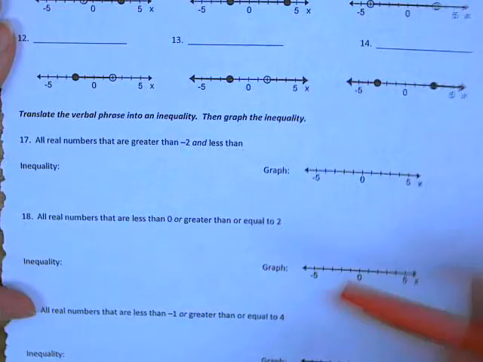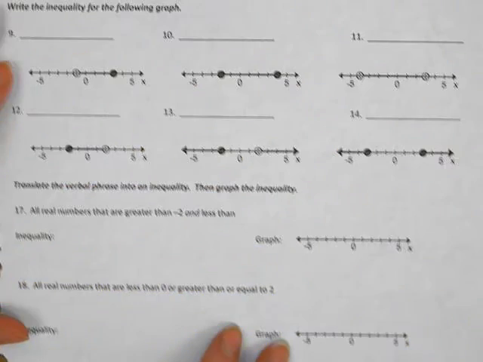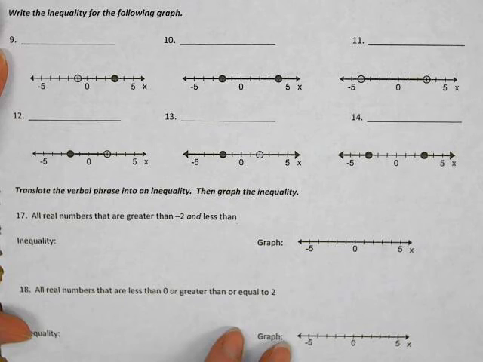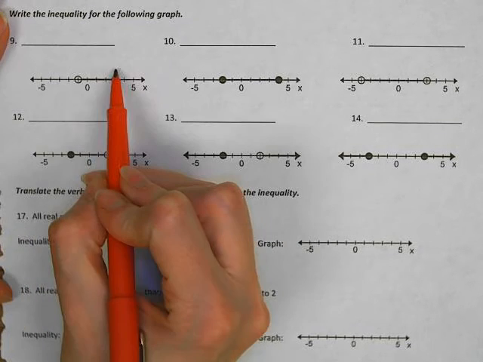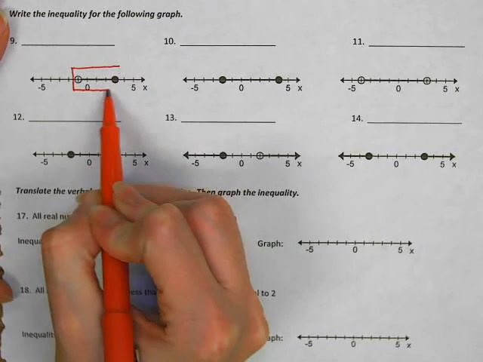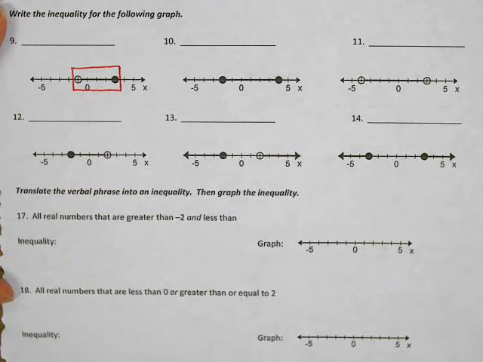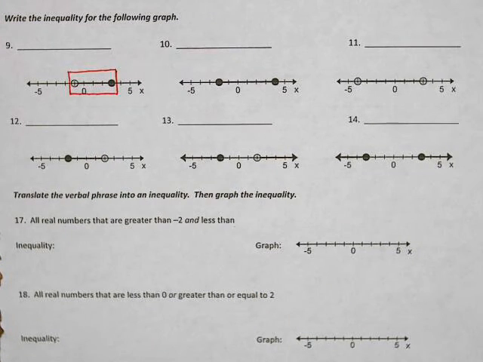All right, now we're going to write some. Okay, so 9 through 14, if I give you the graph, can you write the inequality? So first you have to tell if it's an and or an or. And here's how you tell. This one's shading inside like a sandwich. So if it's a less than sandwich, it's an and. And here's what you do.